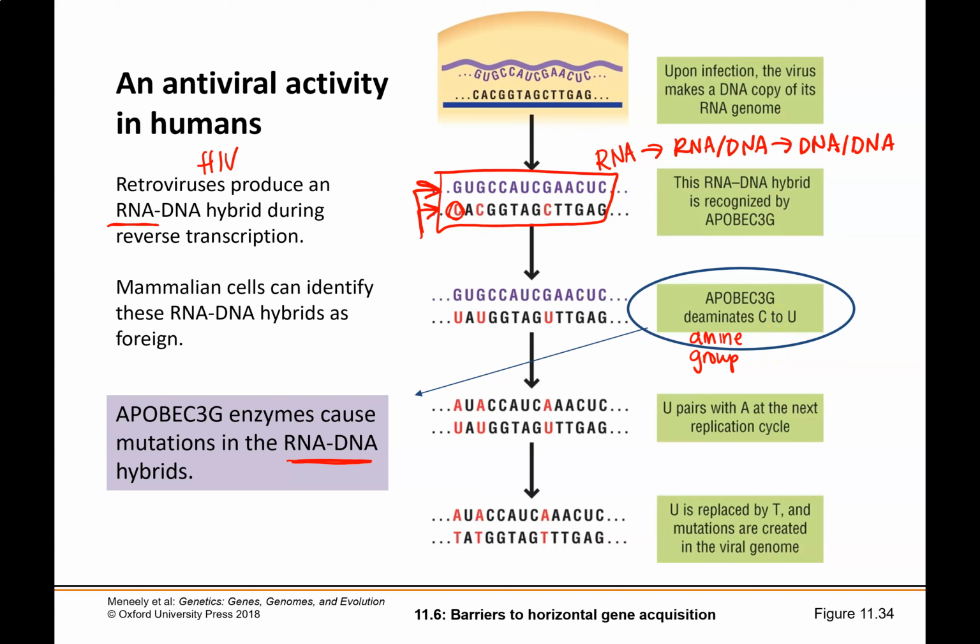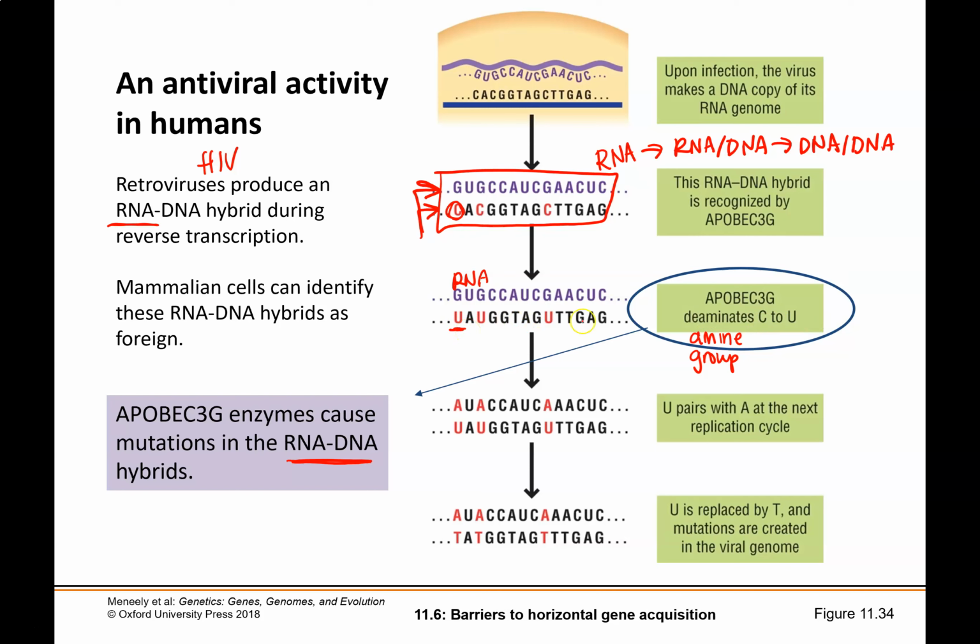The nitrogenous base is the part that sticks off the sugar. It is going to take an amine group off of that cytosine and turn it into a U. So we've got our RNA here. It's going to change that cytosine into a U.